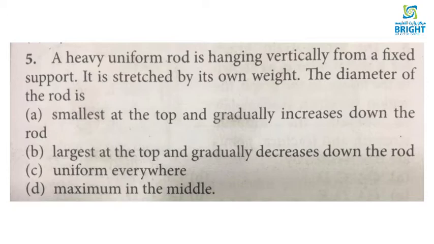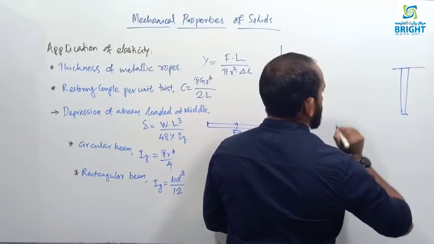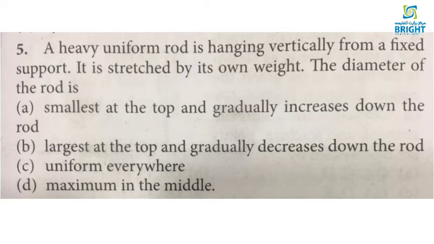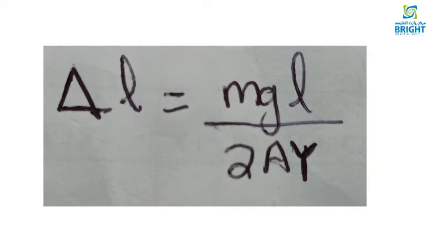So if a wire is stretched by its own weight, one end is connected and a rod is there. Suppose its length is L. If it is stretching by its own weight, then the elongation produced, delta L, for numerical purposes you can make use of this equation also. Delta L will be equal to mgL divided by 2AY, where L is the length of the wire, mg is the weight of the wire itself. One equation, please note it down.